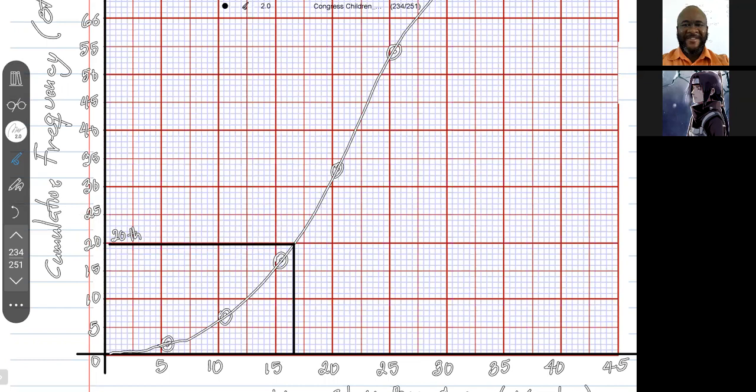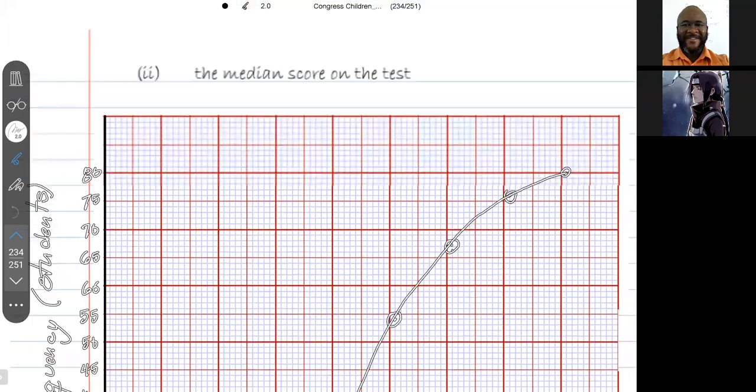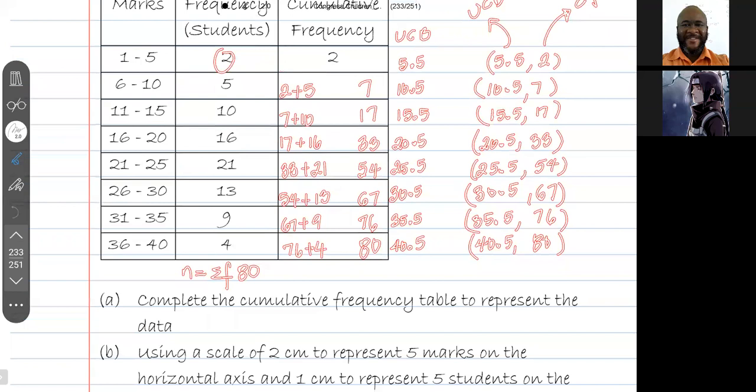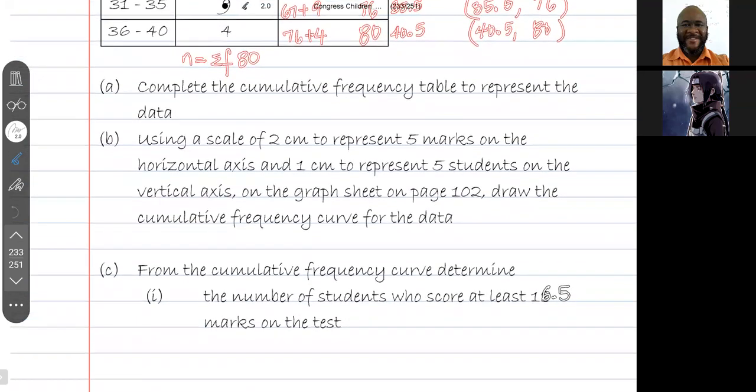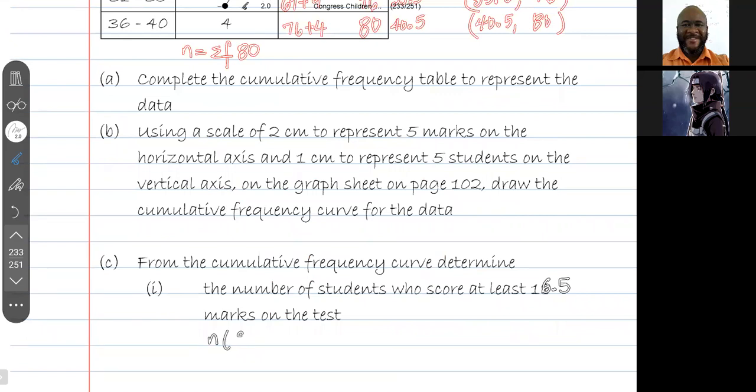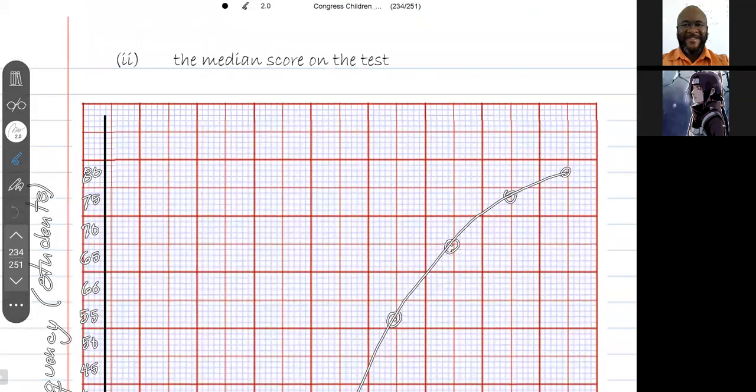But I'm not interested in the person who scored 16.5. What I want is how many students scored more, at least 16.5. So at least 16.5 means 16.5 or more. So I want the number of students with marks greater than or equal to 16.5. All right. So let's go back to our diagram and explain how we're going to get this.